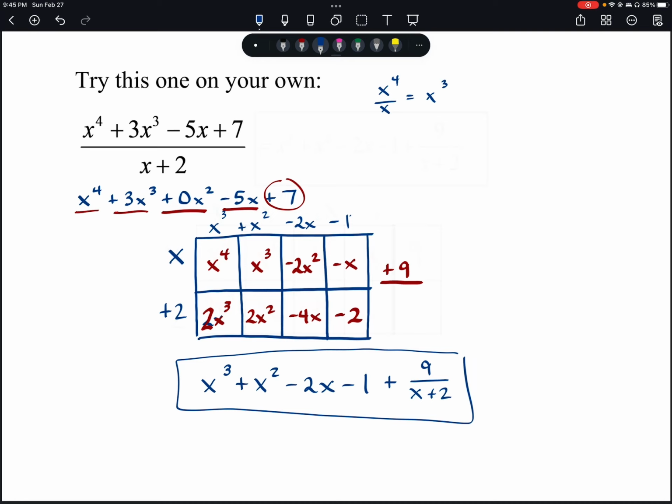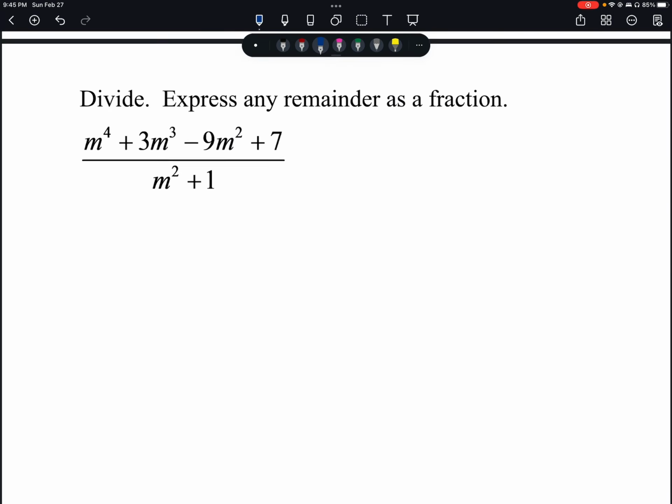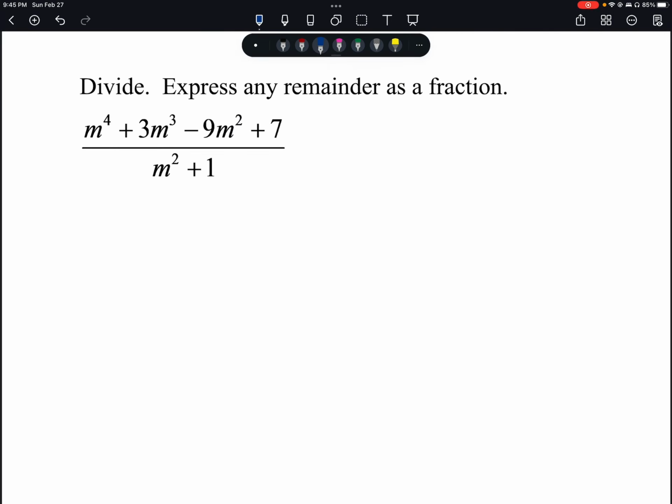Okay, so hopefully you're feeling good about that. We've got one more example to go through. This one looks a little different. It says divide, express any remainder as a fraction.